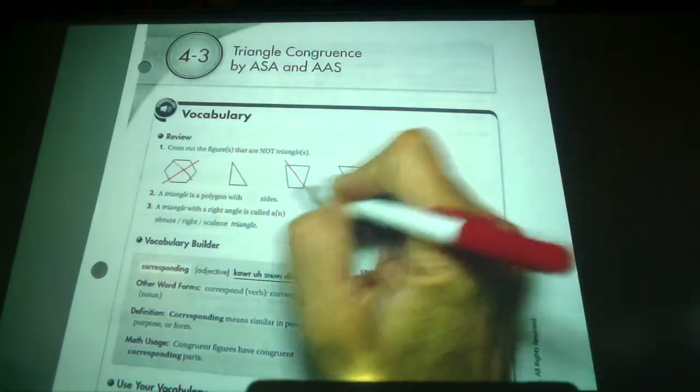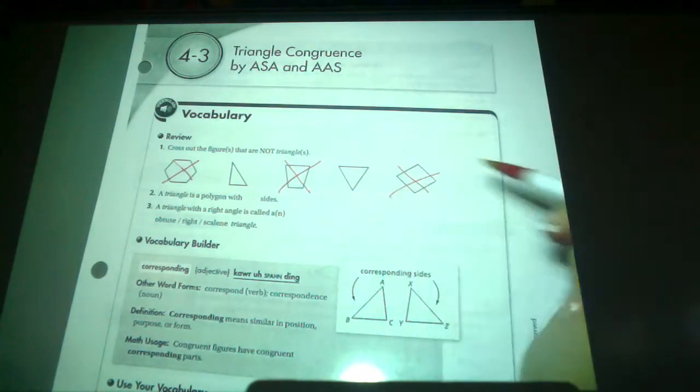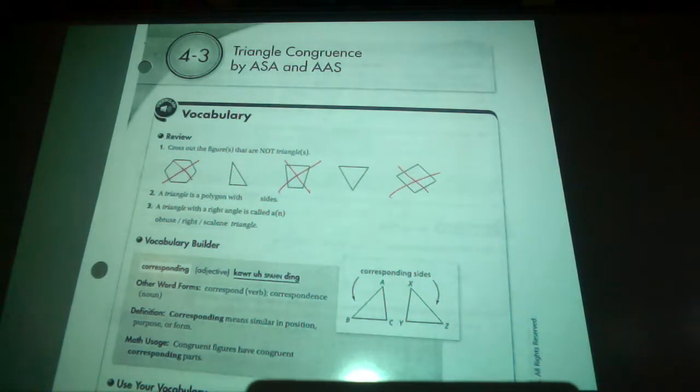carry it. All right, these are the non-triangles. I realized that was a shocker.